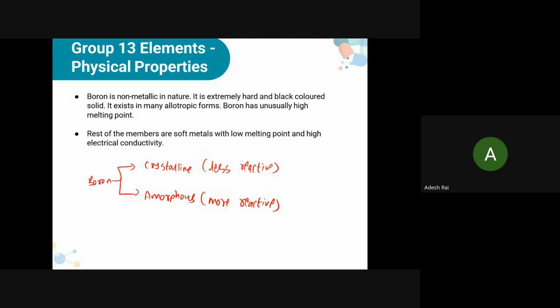Is that clear to everyone? So these are allotropes, it shows allotropy. Boron will show allotropy. So you have to remember this. And the rest of the members are soft metals with low melting point and high electrical conductivity. But for boron, you remember this, okay? Not only boron, even thallium also shows allotropy.